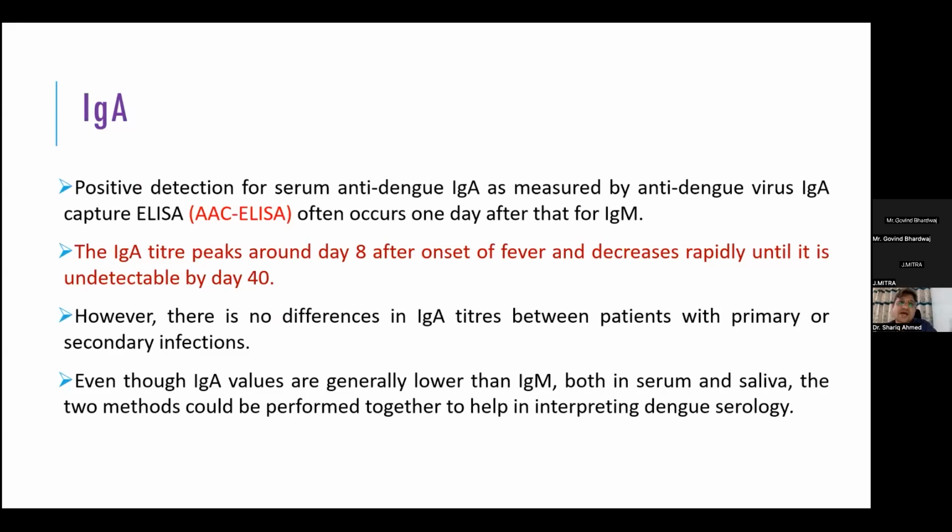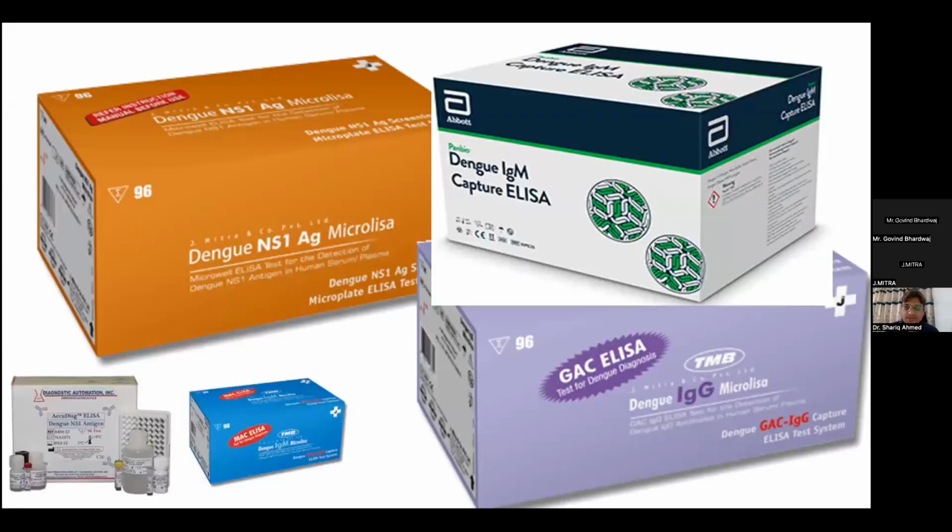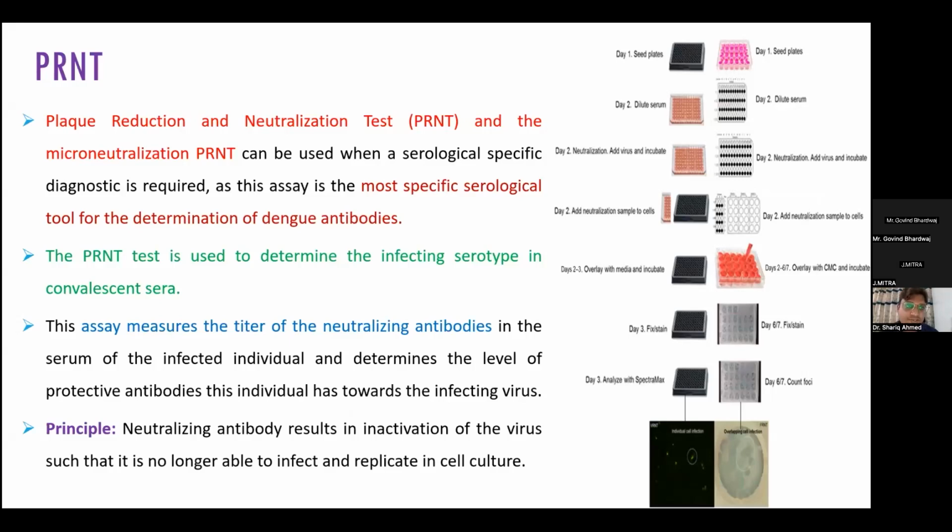Sometimes we also use IgE capture ELISA for the diagnosis of dengue, but it has very good specificity, and the IgE peaks around day 8, decreases rapidly and is undetectable around day 40. Even though IgA values are lower than IgM, both in serum and saliva, IgA, IgG and IgM serology can be used in combination to determine primary and secondary infection. These are the various ELISA kits available nowadays for antigen and antibody detection that we are using for the diagnosis of dengue.